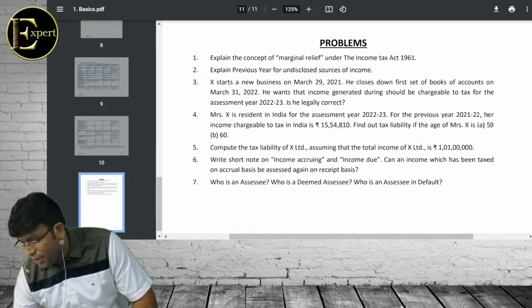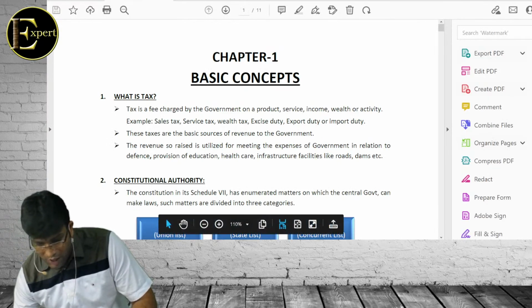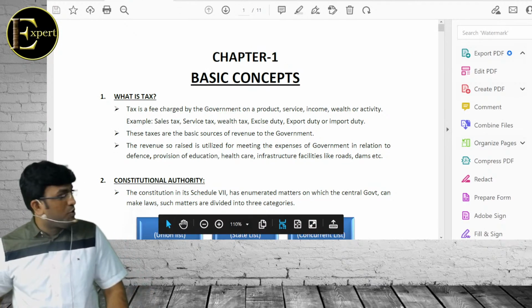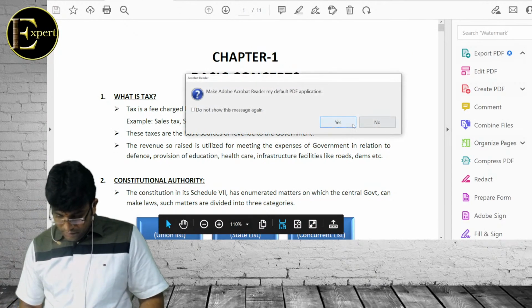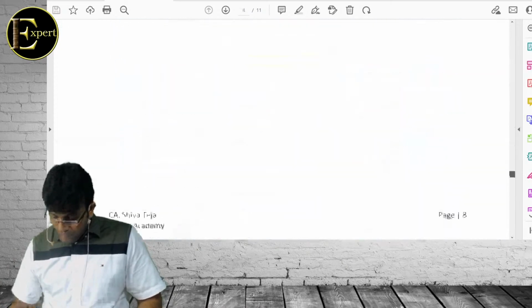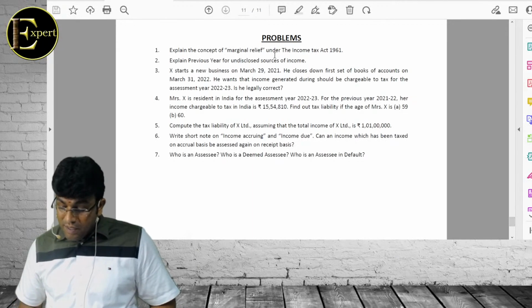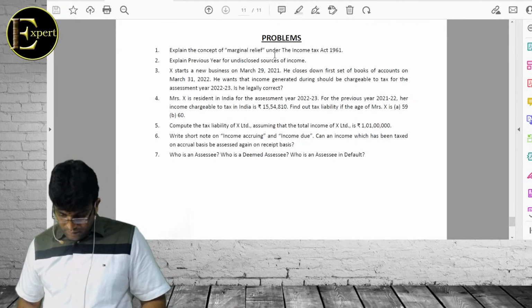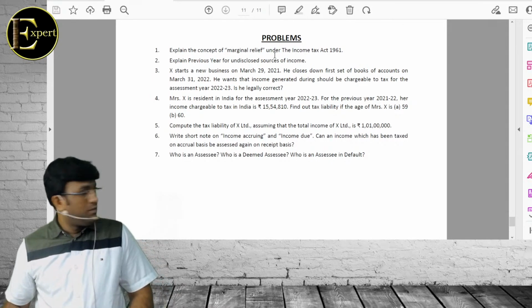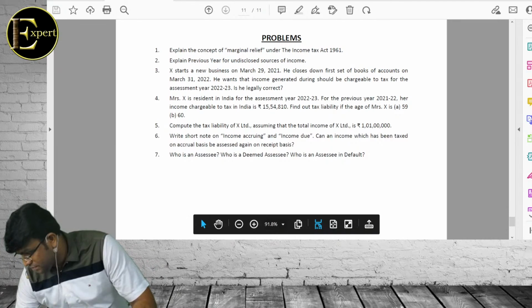Explain previous year for undisclosed sources of income. Tell me, guys, what will be the previous year for undisclosed source of income? What is undisclosed source of income? Unexplained. Correct, no? For unexplained, what will be the answer? What do you think is the answer?